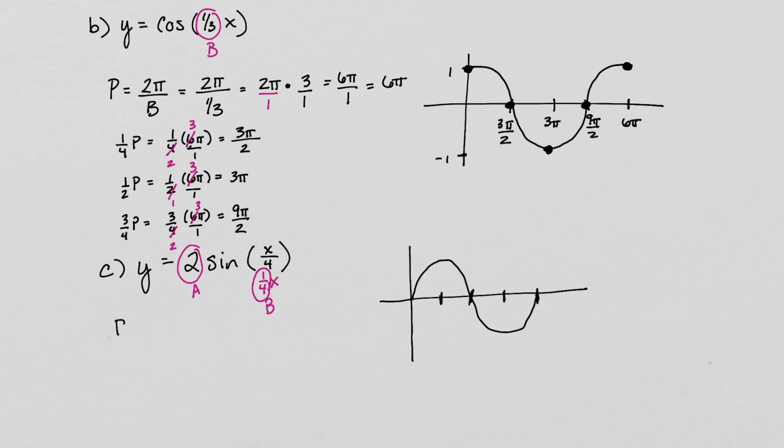So our period is going to be 2 pi over B. So it's going to be 2 pi over 1/4. So 2 pi times 4 over 1, or 8 pi over 1, or just 8 pi.